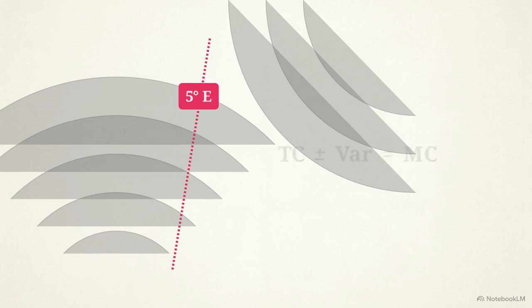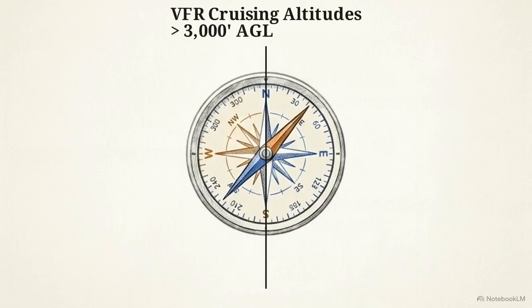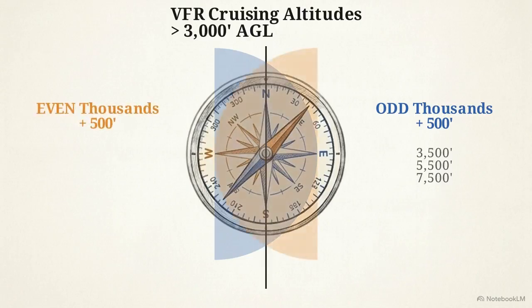Now we need to correct for the Earth's magnetic field. Look at the dashed magenta lines on your chart to find the local magnetic variation and add or subtract that number from your true course to get your magnetic course. That magnetic course tells you which altitudes are legal to fly. For VFR flights above 3,000 feet above ground level, heading east requires odd thousands plus 500 feet. Heading west requires even thousands plus 500 feet.